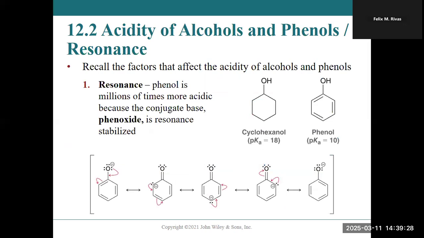There is a big difference in pKa between cyclohexanol and phenol, and the reason for that is resonance, right? When you take off the hydrogen from cyclohexanol, the negative charge stays on the oxygen. When you take the hydrogen out of phenol, the negative charge that's generated is able to be migrated around the ring in order to produce a more stabilized conjugate base, and a more stabilized conjugate base leads to a stronger acid.